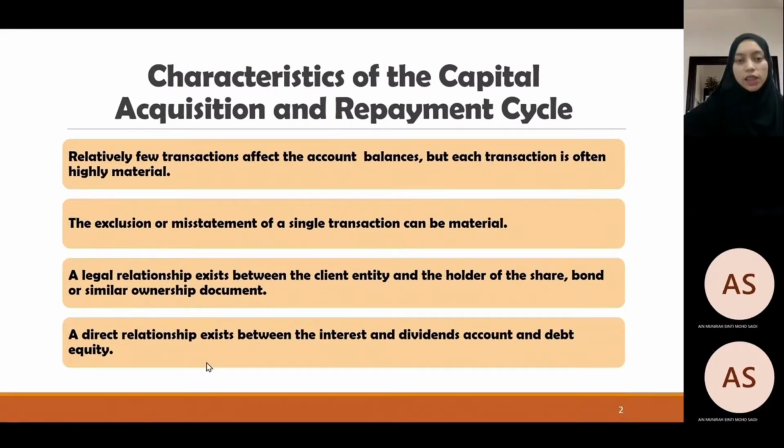Thirdly, a legal relationship exists between the client entity and the holder of the share, bond, or similar ownership document. When a company issues a share, automatically they have created a legal relationship between the shareholder and the client. Lastly, a direct relationship exists between the interest and dividend account and debt equity. When auditing an interest-bearing debt account, auditors should verify the related interest expenses and interest payable. This applies to owner equity, dividend declared, and dividend payable.